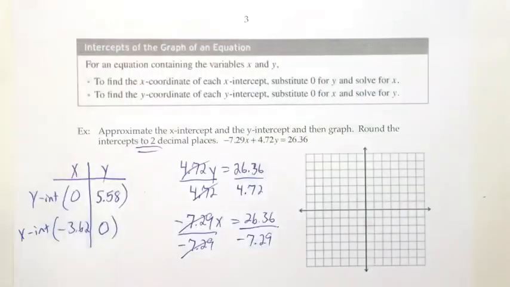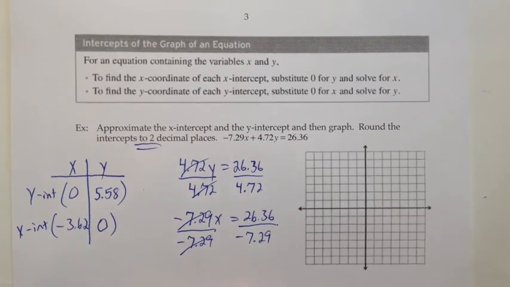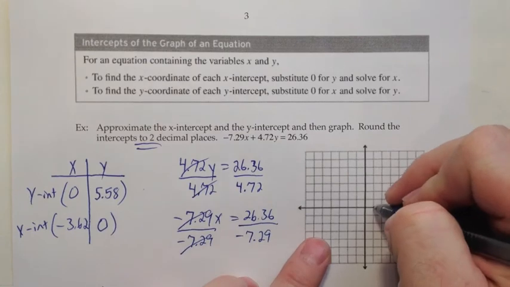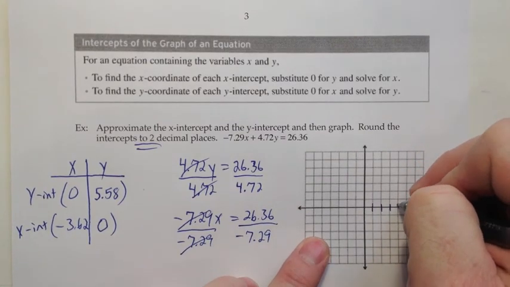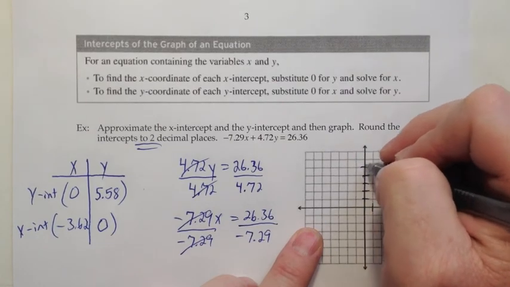And once I have those, I can go ahead and graph them. So just do my standard move of throwing the scale on there. Even with these messy decimals, we still don't have big numbers. So the standard 1, 2, 3, 4, 5 is going to get the job done.